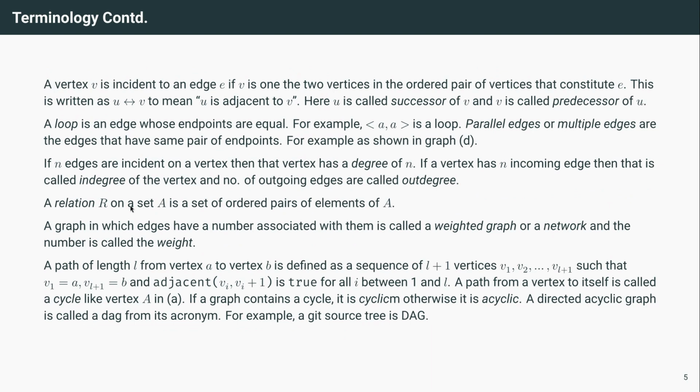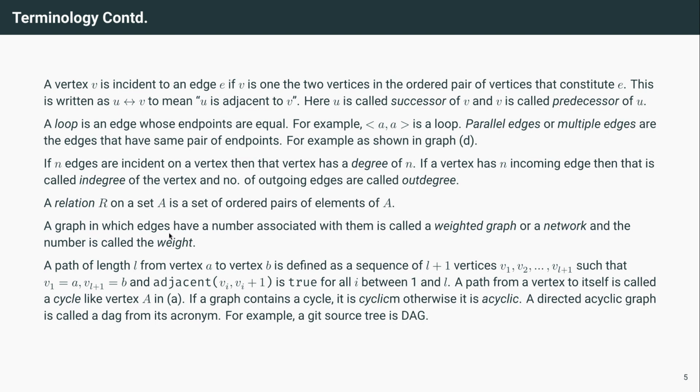A relation R on a set A is a set of ordered pairs of elements of A. For example, if set A is 1, 2, then the relation R would be a set of ordered elements. For example, 1, 2, that is, it will make one edge. Or in case of multiple edges, it would be 1, 2 and 2, 1.